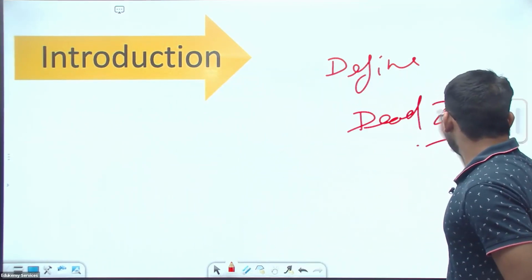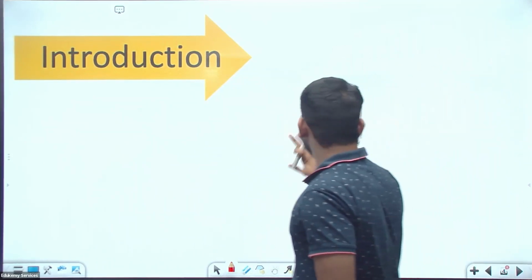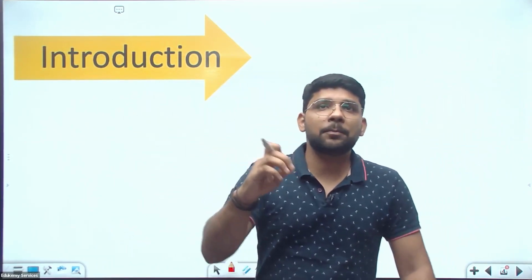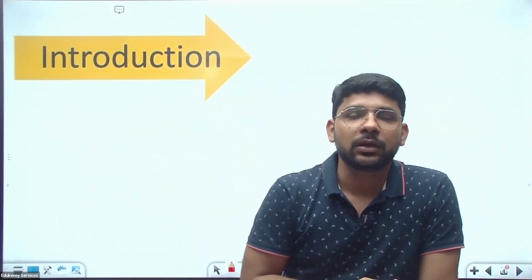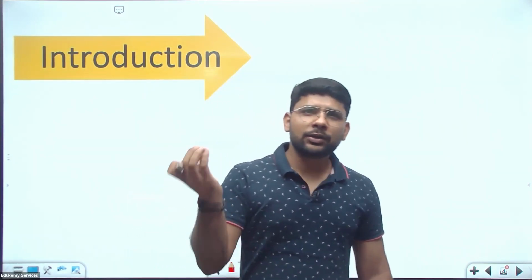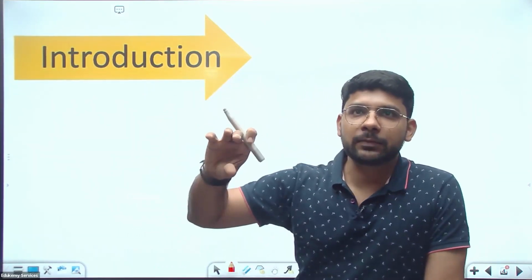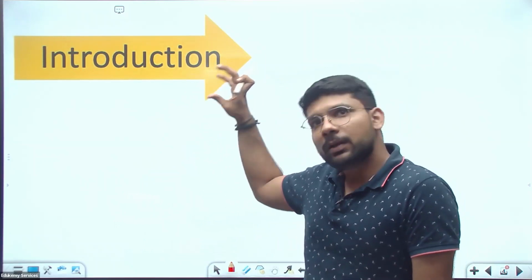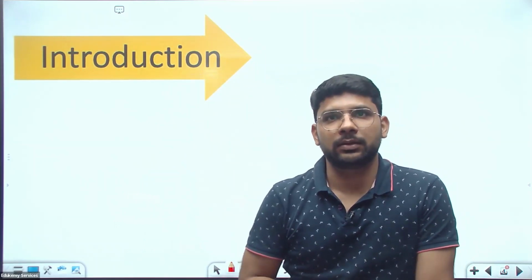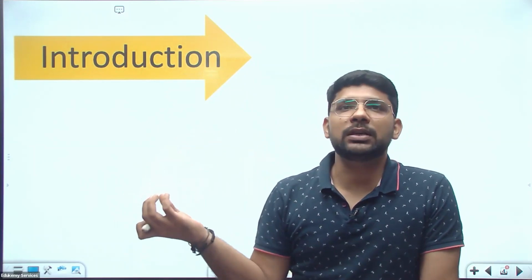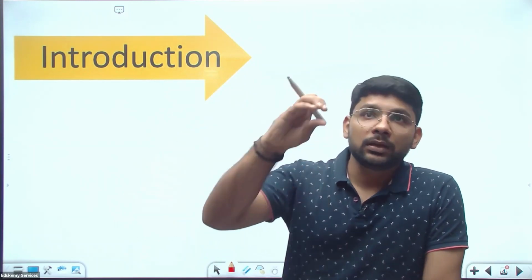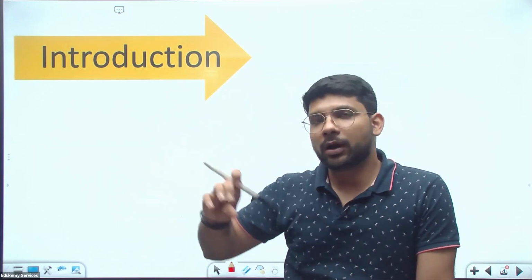So before going to the consequence, we will write about the cause of the dead zone. What are the major reasons behind the dead zones? Why is the dead zone being created? We need to write that first. In 2-3 lines, we will give the reference, but the major answer will be focused on the consequences, because the main demand of the question is the consequences of the dead zone for the marine life.